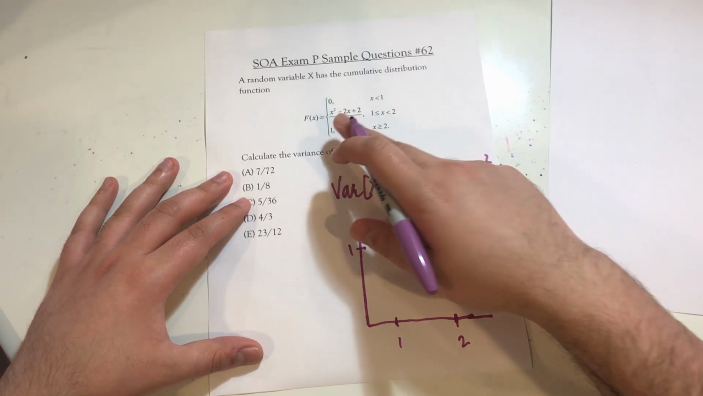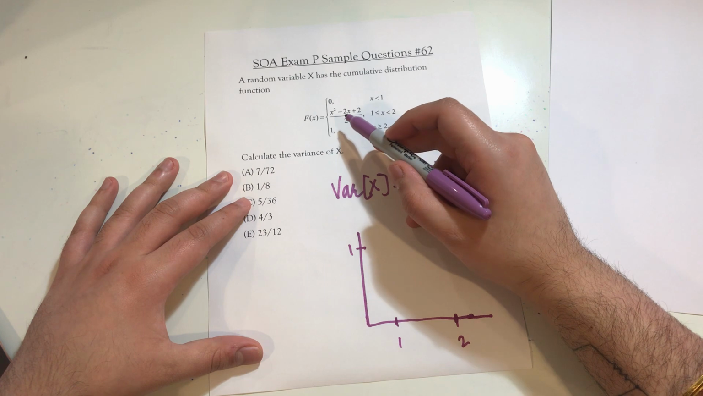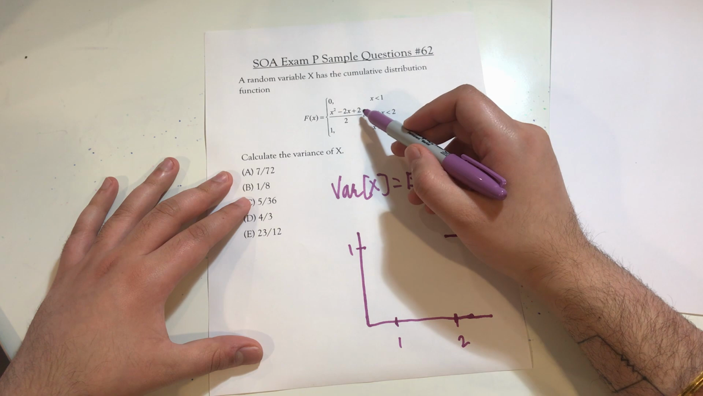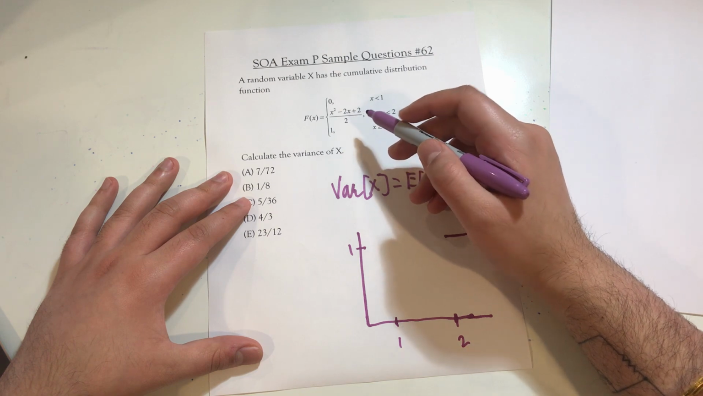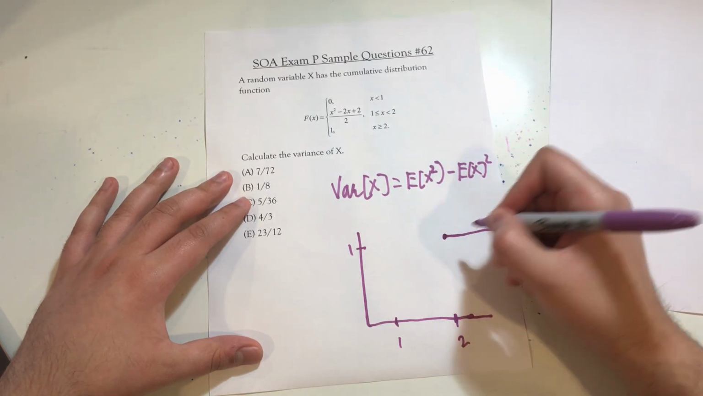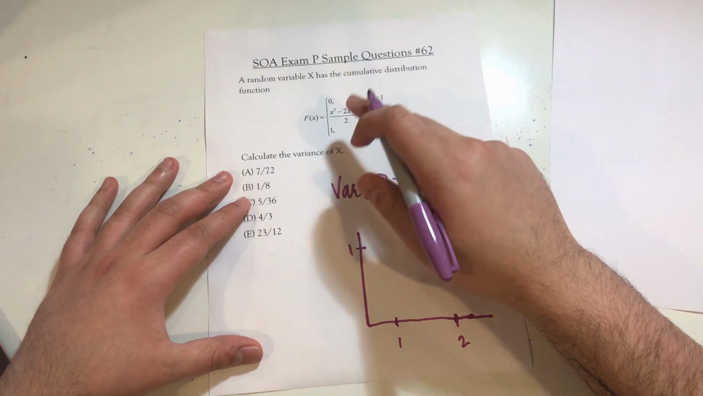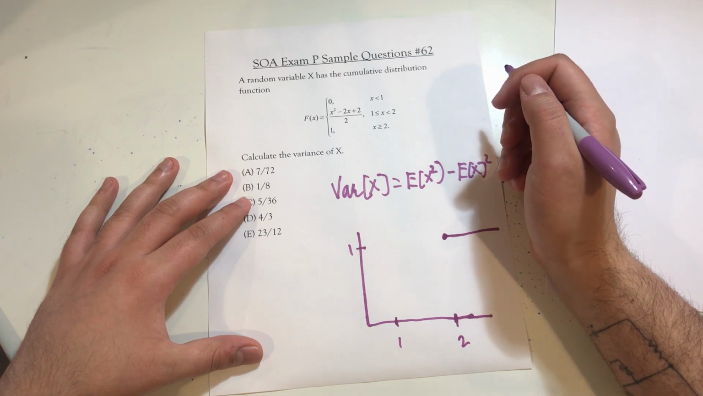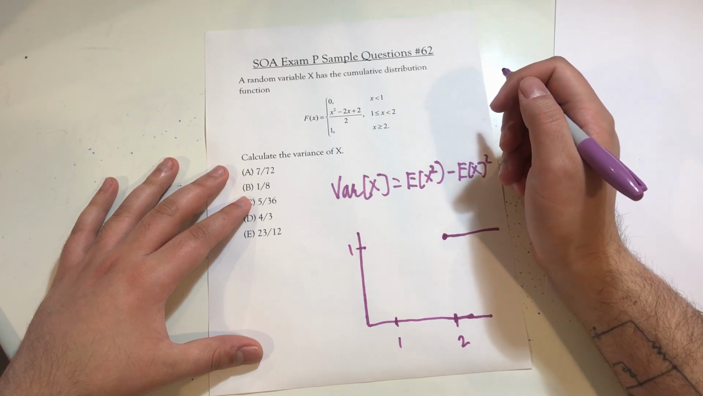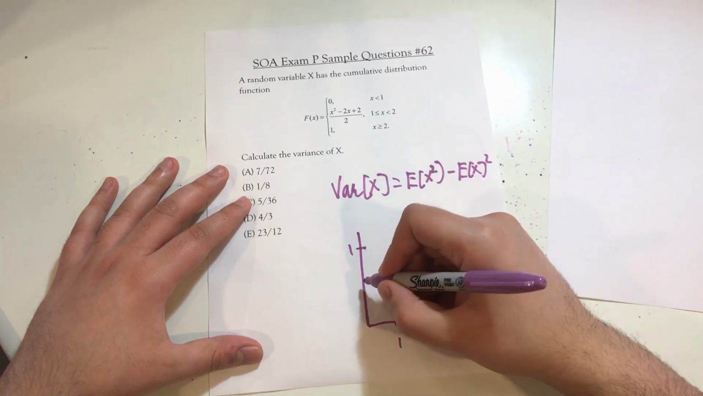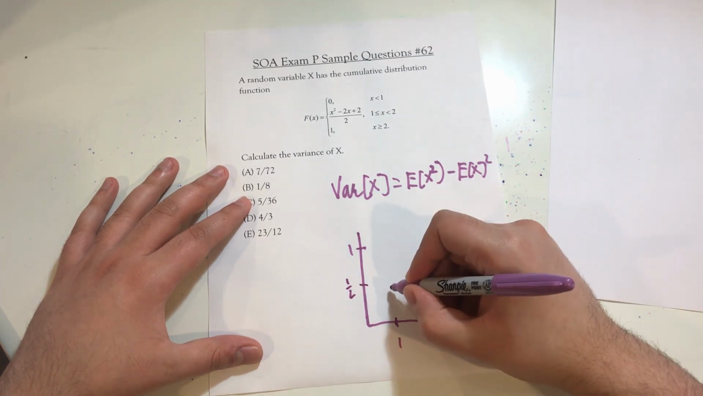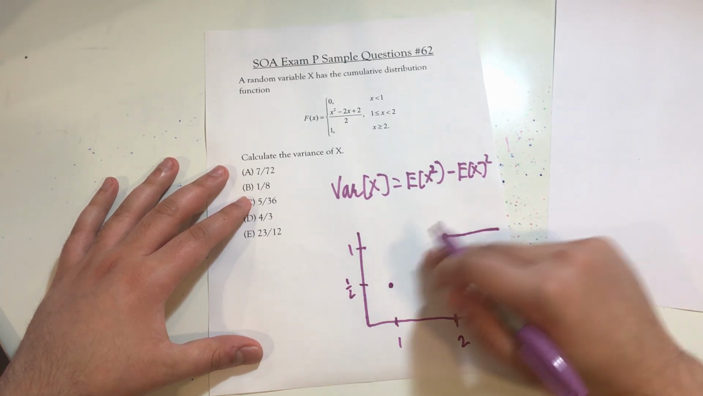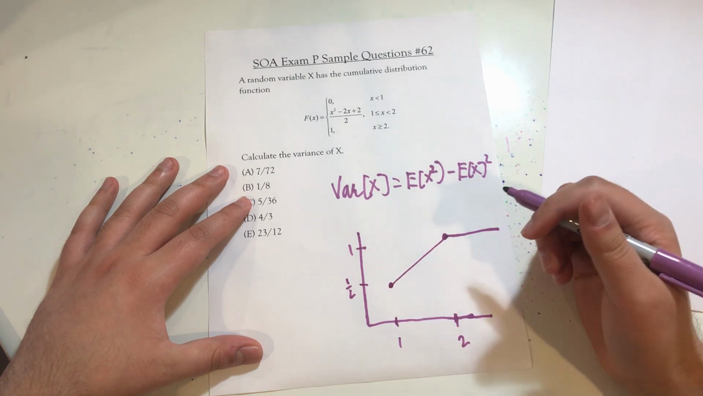Plugging in 2 for all of these values, 2 squared minus 2 times 2 plus 2 over 2 should get you 1. So that's that value here. Plugging in 1 for x, you get 1 squared minus 2 times 1 plus 2, which should get you 1/2, right down there. Okay. And the function between here is, somewhere, something like that.